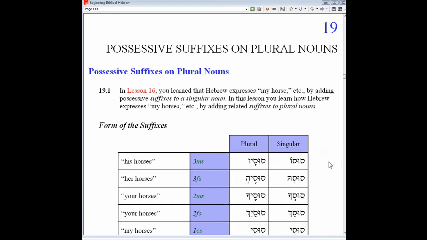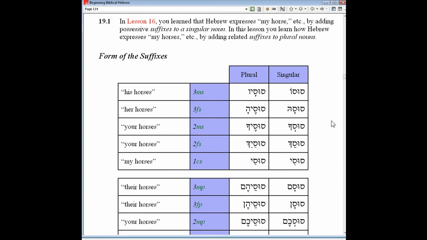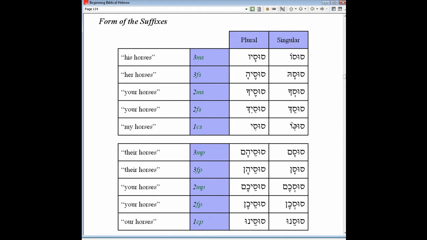So let's go through these. I'm going to be real quick here because I've created separate videos to take you through the endings and the paradigms. I just want to show you what you're going to encounter in this chapter. So you're going to have forms of the suffixes here. Again, our paradigmatic noun has been sus, and so here the suffixes that would go on the singulars are in this column. So we have sus-o would be his horse, sus-sa, her horse, sus-ka, your horse, so on and so forth.